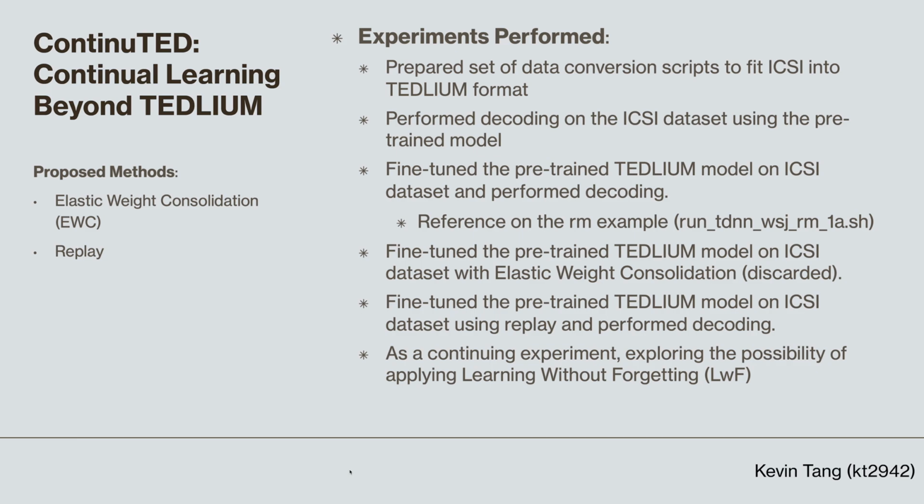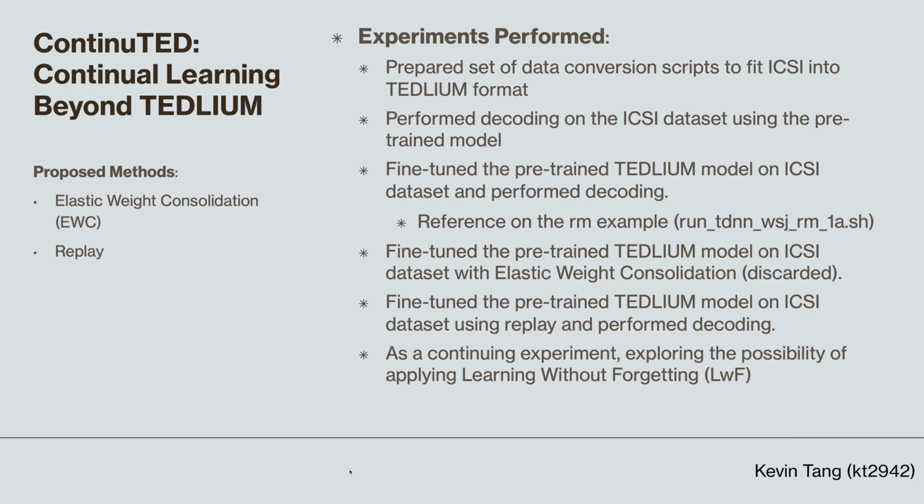The first thing we did was to use the given pre-trained model to directly perform decoding on the SSI dataset. The next experiment was to fine-tune this pre-trained model on the SSI dataset and then perform decoding. The third one, which is actually an unsuccessful one, was to introduce elastic weight consolidation into this fine-tuning process.